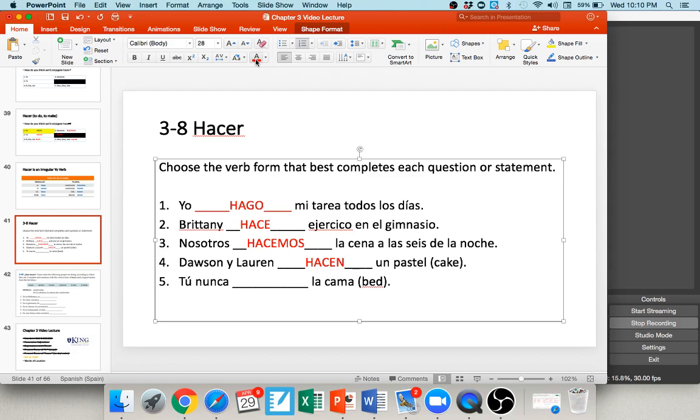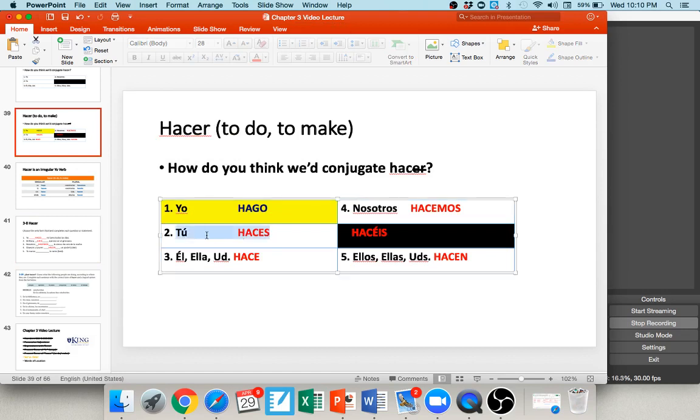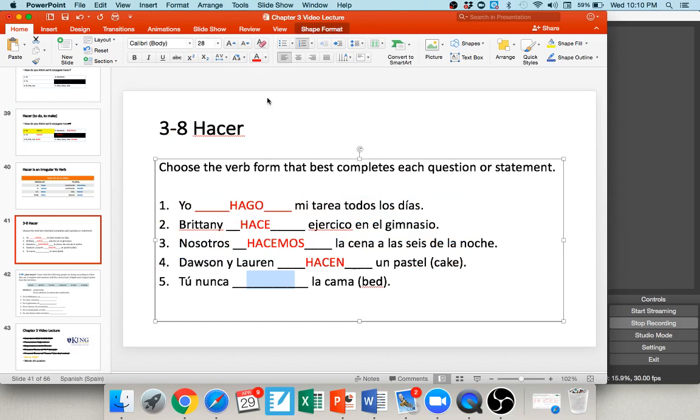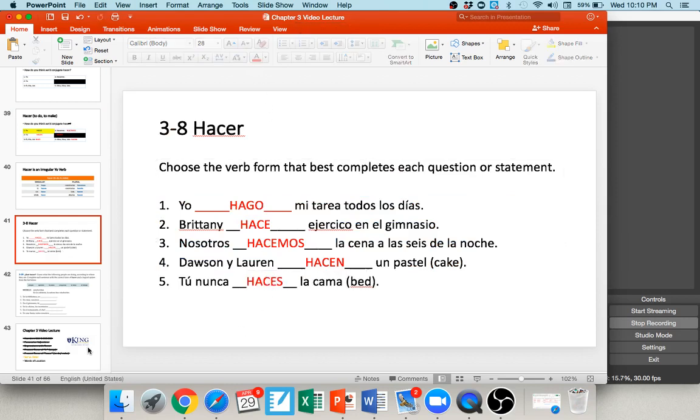And last one. Tú nunca blank la cama. You never blank your bed. You never do your bed. You never make your bed. Obviously, make sounds better here. So tú nunca, and then the hacer word to go with tú, the correct conjugation form should be haces. So we're going to say that tú nunca haces la cama. You never make your bed.